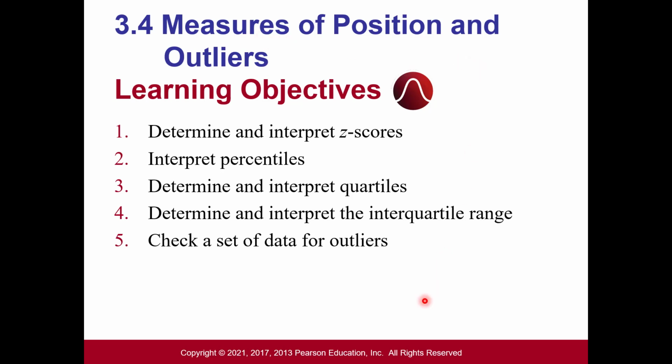We talked about measures of central tendencies, which were mean, median, and mode, and those tell us about a typical data value in our set. We also learned about measures of dispersion, which describe the amount of spread of our data. So now measures of position basically describe the relative position of certain data values within our entire set.